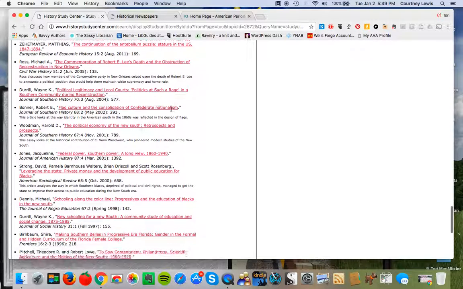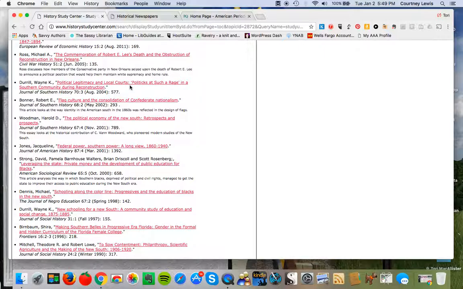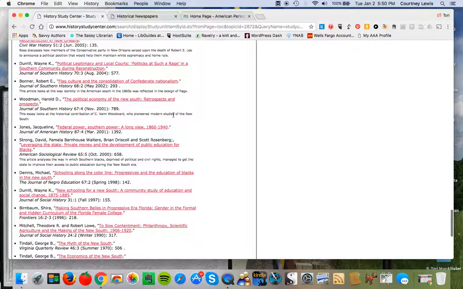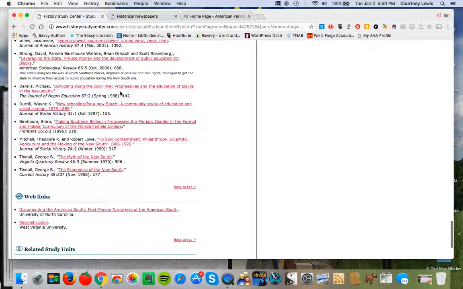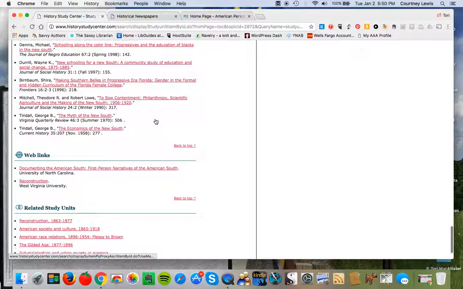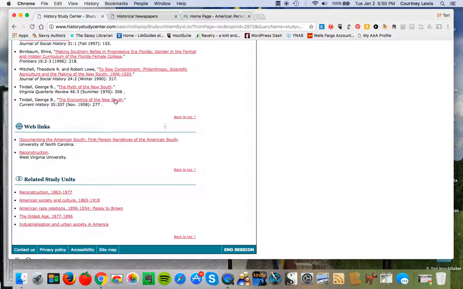So you can see there's really a variety of things here, which, quite frankly, thinking about our recent monument stuff, is sort of fascinating. The commemoration of Robert E. Lee's death and the obstruction of Reconstruction in New Orleans, flag culture and the consolidation of Confederate nationalism, schooling along the color line. This is all really, really interesting. And you can see most of the time they mention the time period, which is useful. The myth of the New South. Notice they also have some web links, which are great because they're pre-vetted, so you can feel really comfortable using them if historians and librarians have thought they're a good idea.